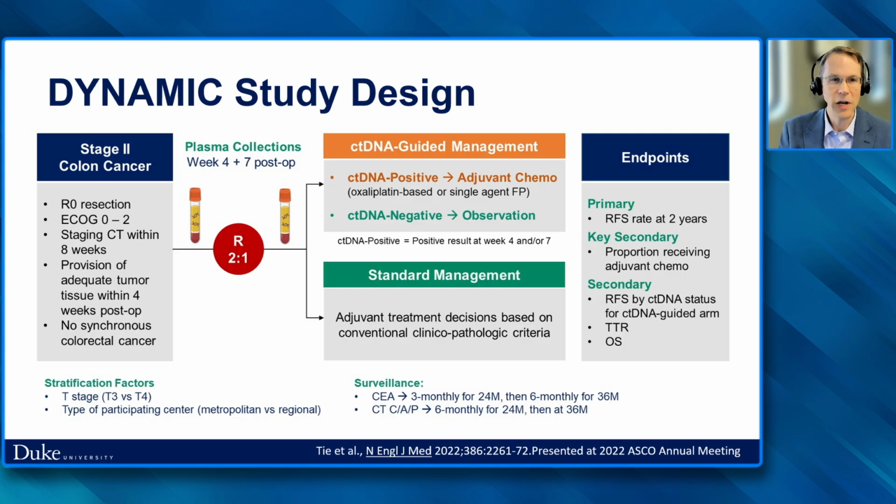So here they took patients with stage 2 colon cancer with R0 resections and then randomized patients 2-to-1 between standard management, where adjuvant chemotherapy is at the discretion of the clinician, or to a ctDNA guided management where they only got chemotherapy if they were positive. If they were negative, they went to observation. The primary endpoint here was relapse-free survival rate at 2 years.